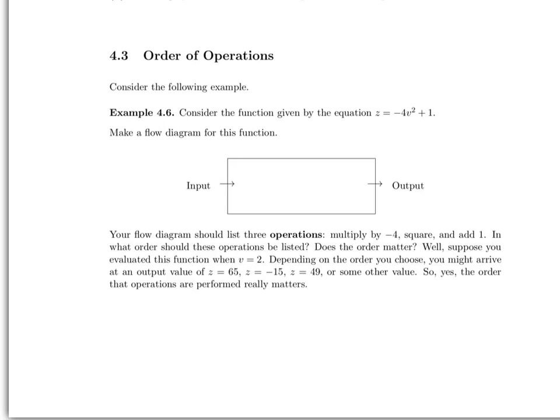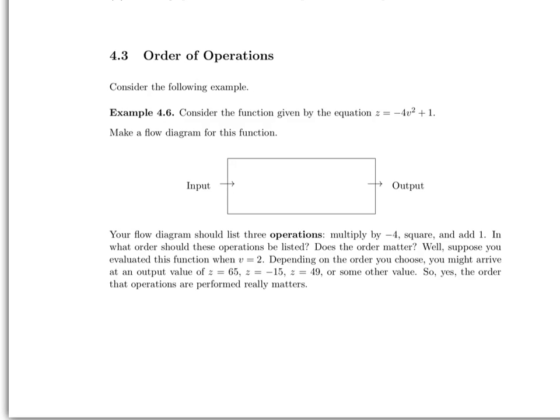In this screencast, we discuss the topic of order of operations. The example below, example 4.6, motivates this idea. Consider the function given by the equation z equals negative 4v squared plus 1. Let's go ahead and make a flow diagram for this function.